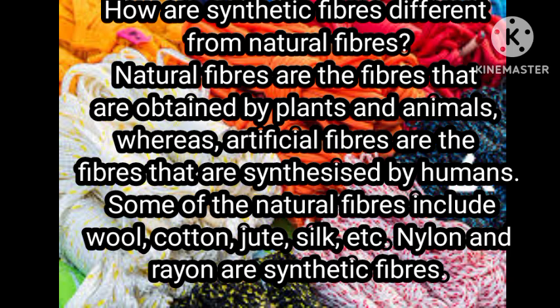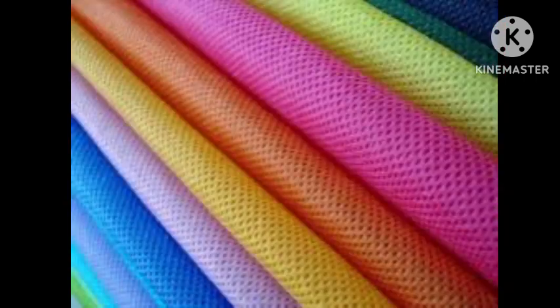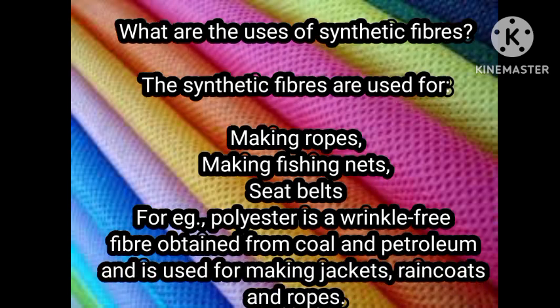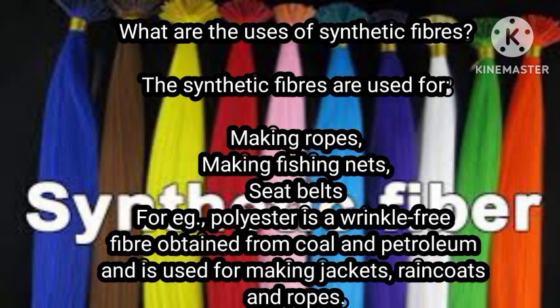Some of the natural fibers, for example, are wool, cotton, jute, silk, etc. What are the types? Wool, cotton, jute, silk, etc. Among man-made fibers are nylon and rayon.